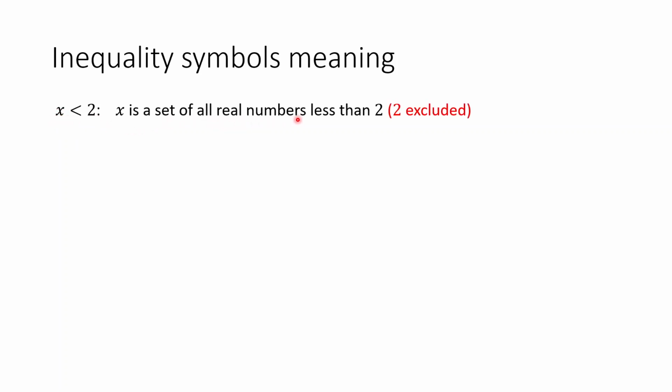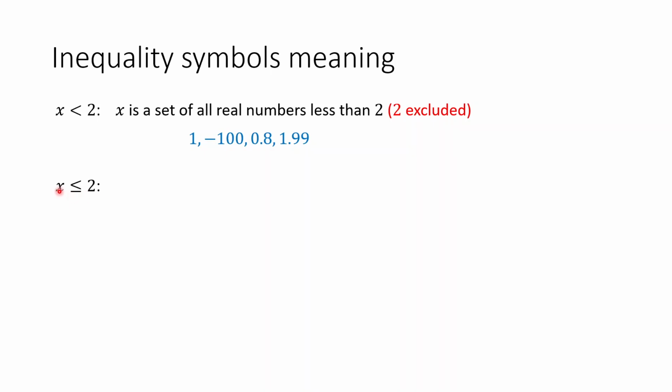Now let us look at the meaning of the inequality symbols. This is x less than 2. This means this x is a set of all real numbers less than 2 and the number 2 excluded. For example, this x can be 1 because 1 is less than 2. X can be negative 100. X can be 0.8 because 0.8 is less than 2. X can be 1.99, but x cannot be equal to 2.